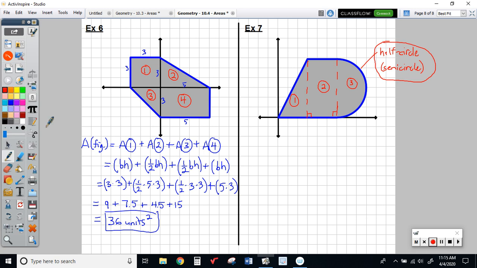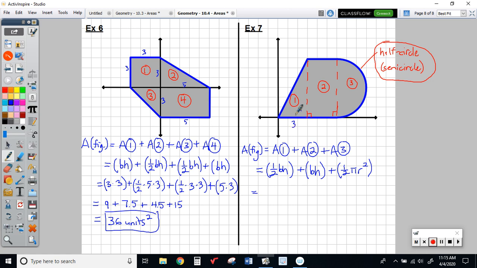So the area of the figure is the area of shape 1 plus the area of shape 2 plus the area of shape 3 on this one. So we've got 1/2 base times height for the triangle. We've got base times height of the rectangle, and we've got 1/2 pi r squared for the half circle. Normally a full circle is pi r squared, so this would be 1/2 pi r squared.